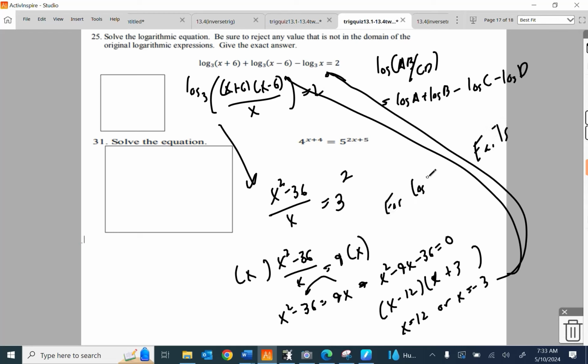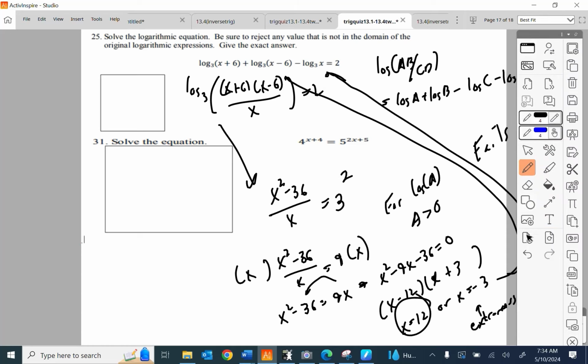For a logarithm, the argument must be bigger than 0. This guy is extraneous. This is the only answer. Plain and simple. And, all right, looks like there's one more to go.